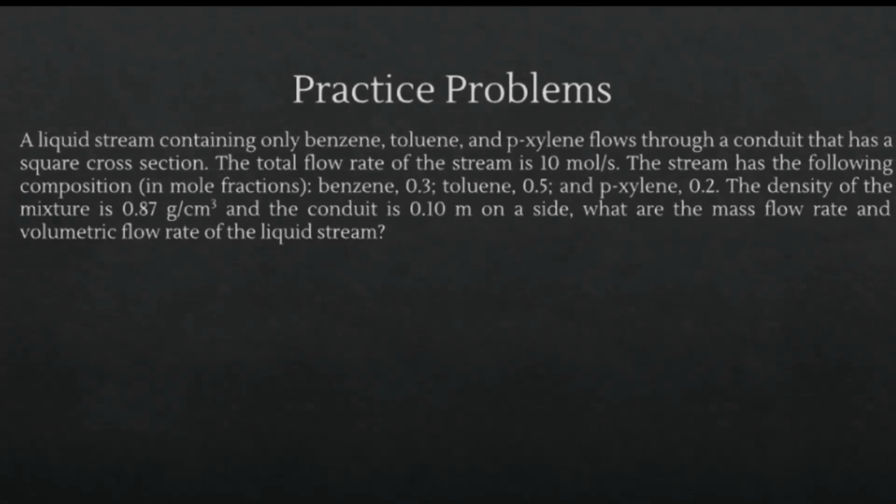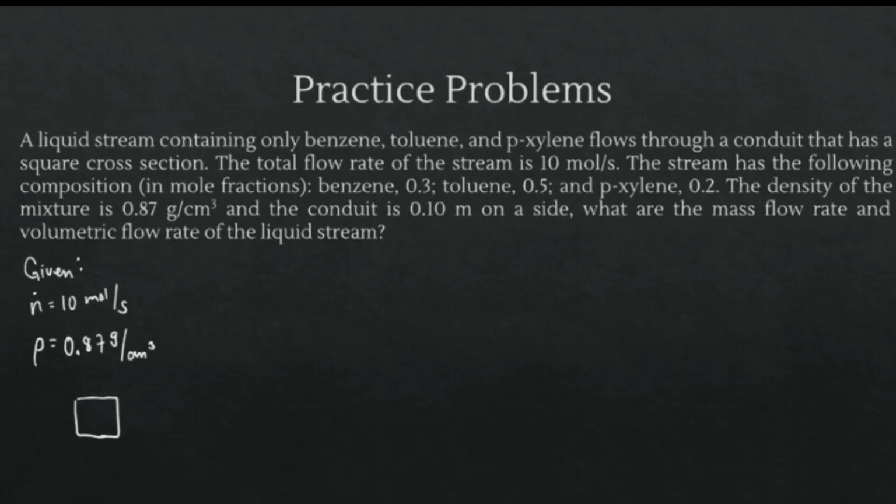Enumerating our given, we have the molar flow rate, 10 moles per second. This is for the entire stream. We are also given the density of the mixture, that's 0.87 grams per cubic centimeter. You can imagine our system as a square pipe because it was mentioned that the conduit has a square cross-section. So we have a square pipe and your fluid is flowing inside of the pipe. The pipe has a side length of 0.10 meters.